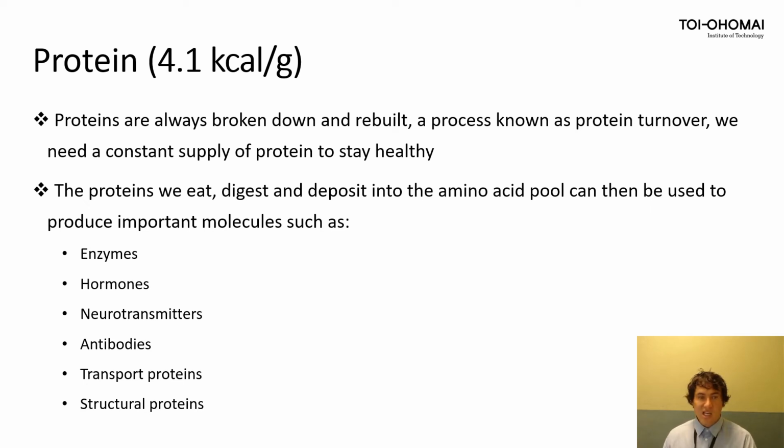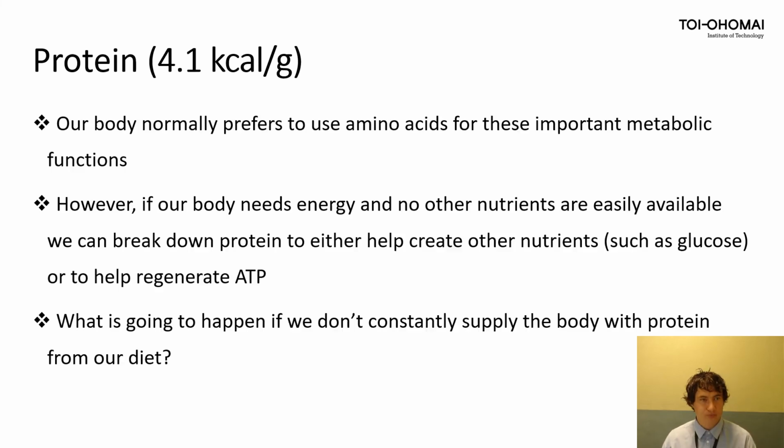The proteins we eat, digest, and deposit into the amino acid pool can then be used to produce important molecules such as enzymes, hormones, neurotransmitters, which help take the chemical message from one neuron to the next, antibodies in our immune system, transport proteins, so vesicles that can help transport molecules in and out of cells, and structural protein, so the building of muscle tissue, for example.